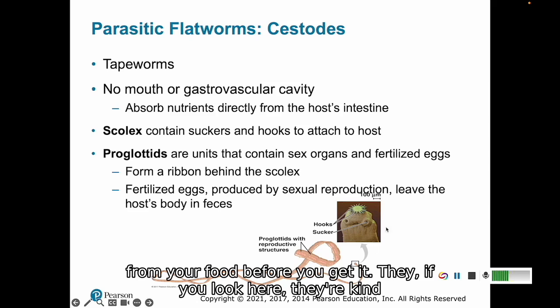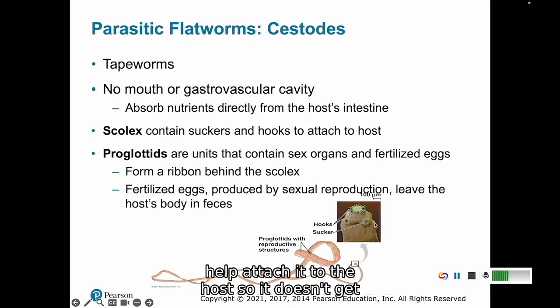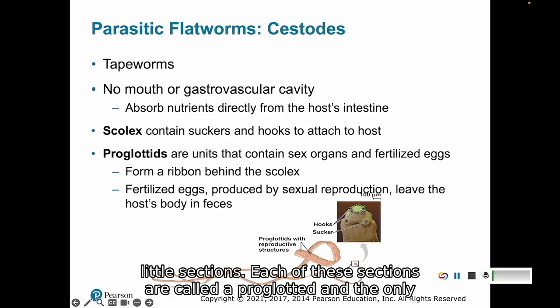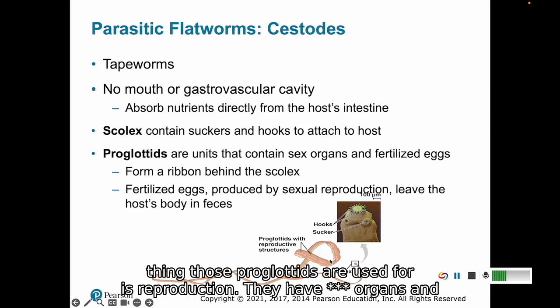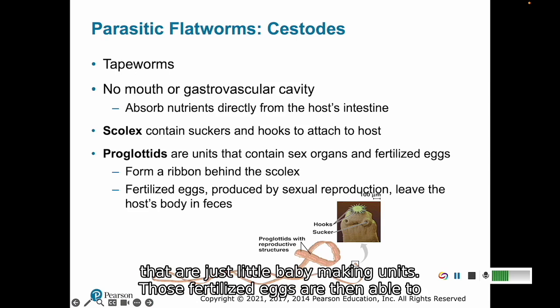If you look here at their head end, they have a scolex that has these suckers and hooks that help attach it to the host so it doesn't get pushed out of your intestines. And then after the scolex, they have lots of little sections. Each of these sections is called a proglottid. The only thing those proglottids are used for is reproduction. They have sex organs and fertilized eggs and just form this ribbon with lots of little proglottids that are just little baby making units.